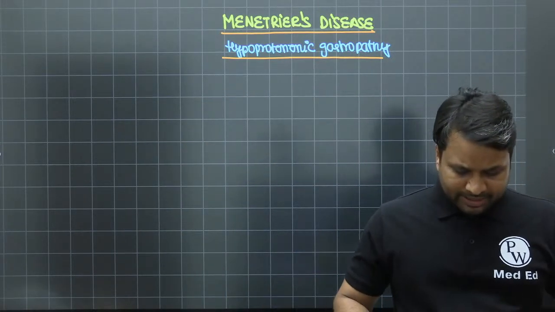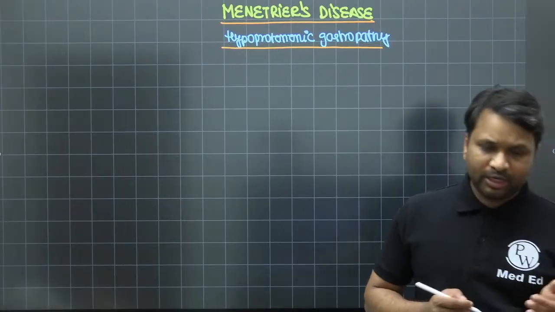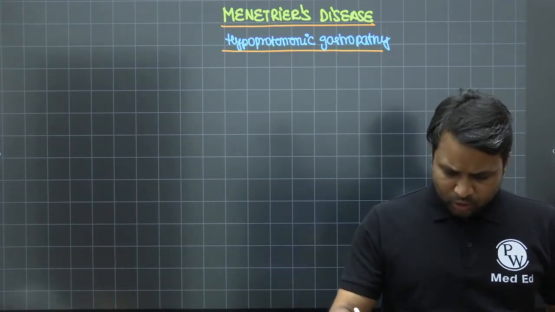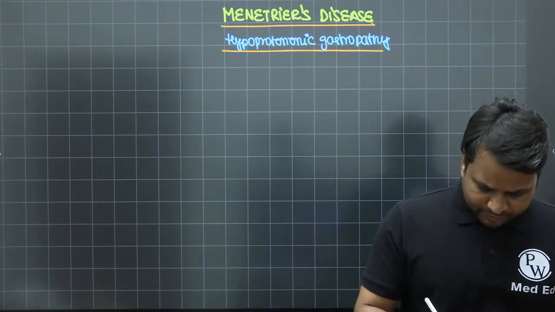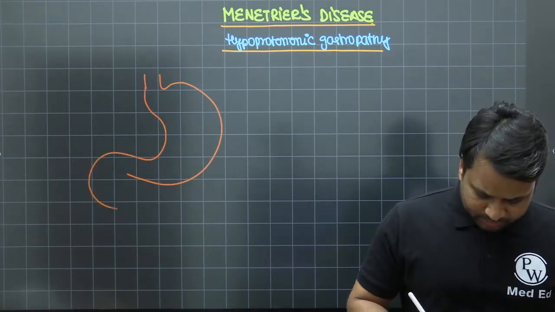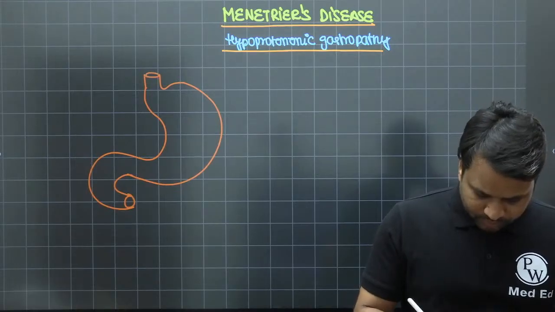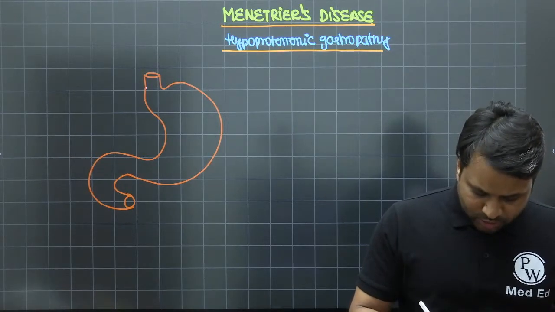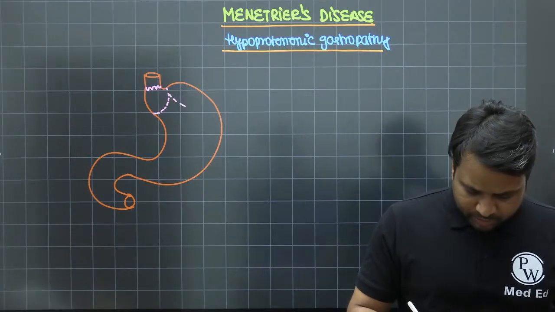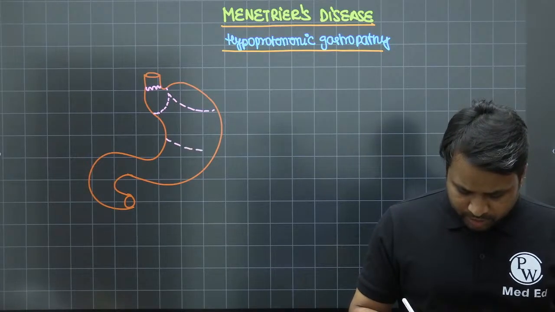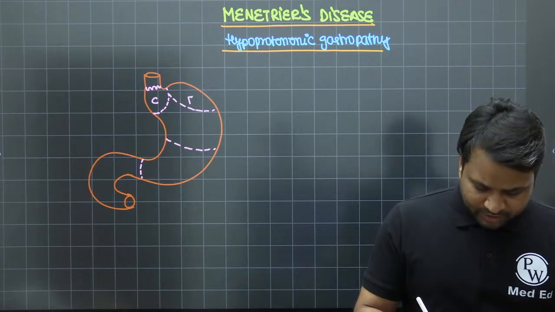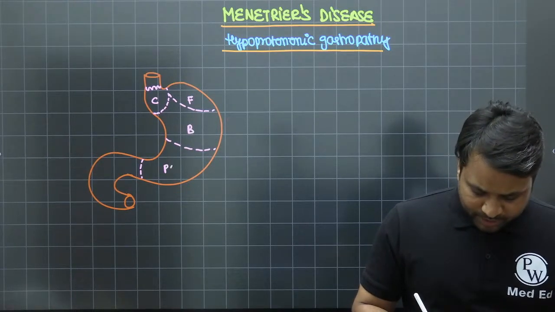So let's talk about Menetrier's disease, which is also called the hypoproteinemic gastropathy. Now, if you look at the whole concept, if this is the representation of the esophagus, this happens to be the stomach, and this is the gastroesophageal junction. This is the cardia, this is the fundus, this is the body, and this is the pyloric antrum of the stomach.